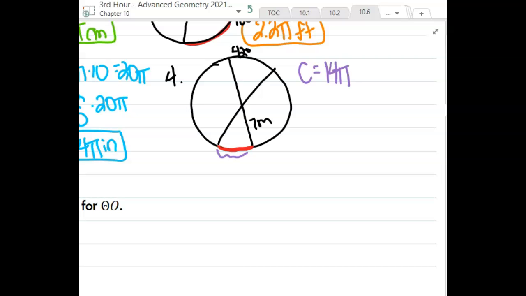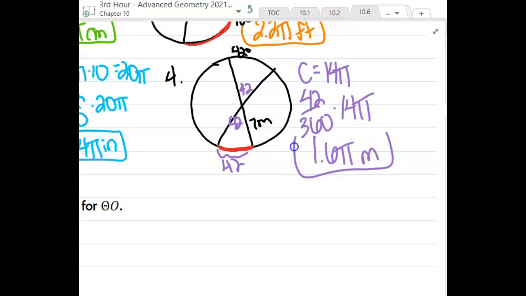Remember how we said the arc measure is the same as the interior angle measure? And then Elijah said, well, these are vertical angles, so if this is 42, then this is 42, which means that arc is also 42. So we're going to do 42 over 360 times 14 pi. And if we round that, we should get about 1.6 pi meters.